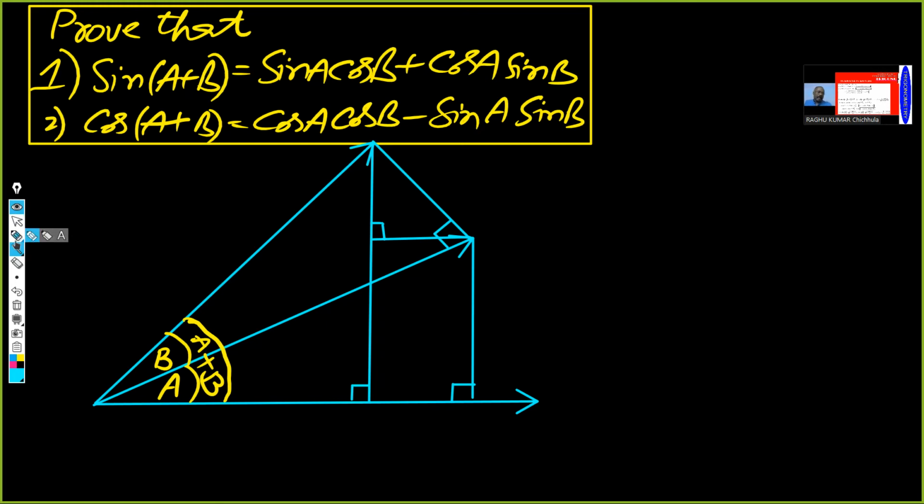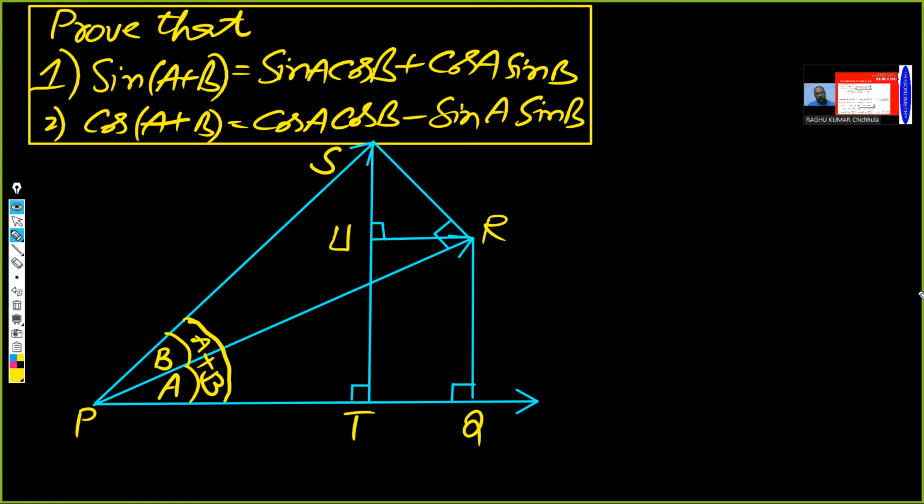Now let me name this. Let me name these right angle triangles. This is, let me say, P, Q, R, S, T, U. Let us make it U. So all are named now.